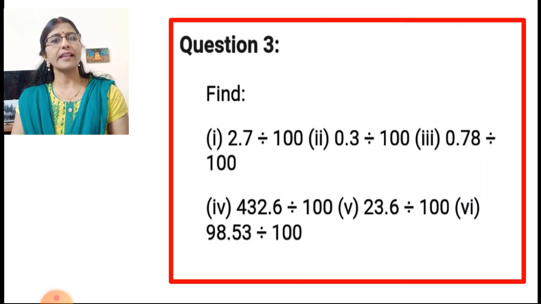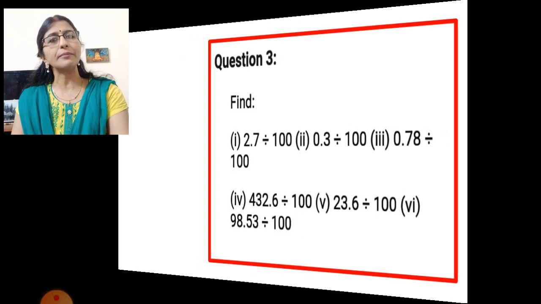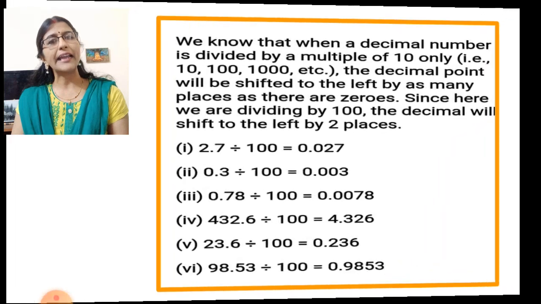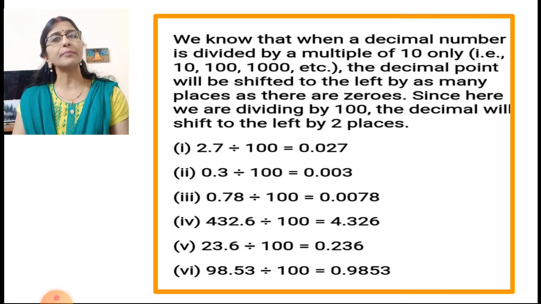So let us see the next question here. Question number 3 of the exercise. 2.7 divided by 100. So these are all decimal numbers divided by 100. Just now we have learned when we are dividing by 100, the decimal point will be shifted to the left by two places. So you can see here 2.7 divided by 100, the quotient is 0.027. Because you can see 100 has two 0s. So the point has shifted to the left by two places.